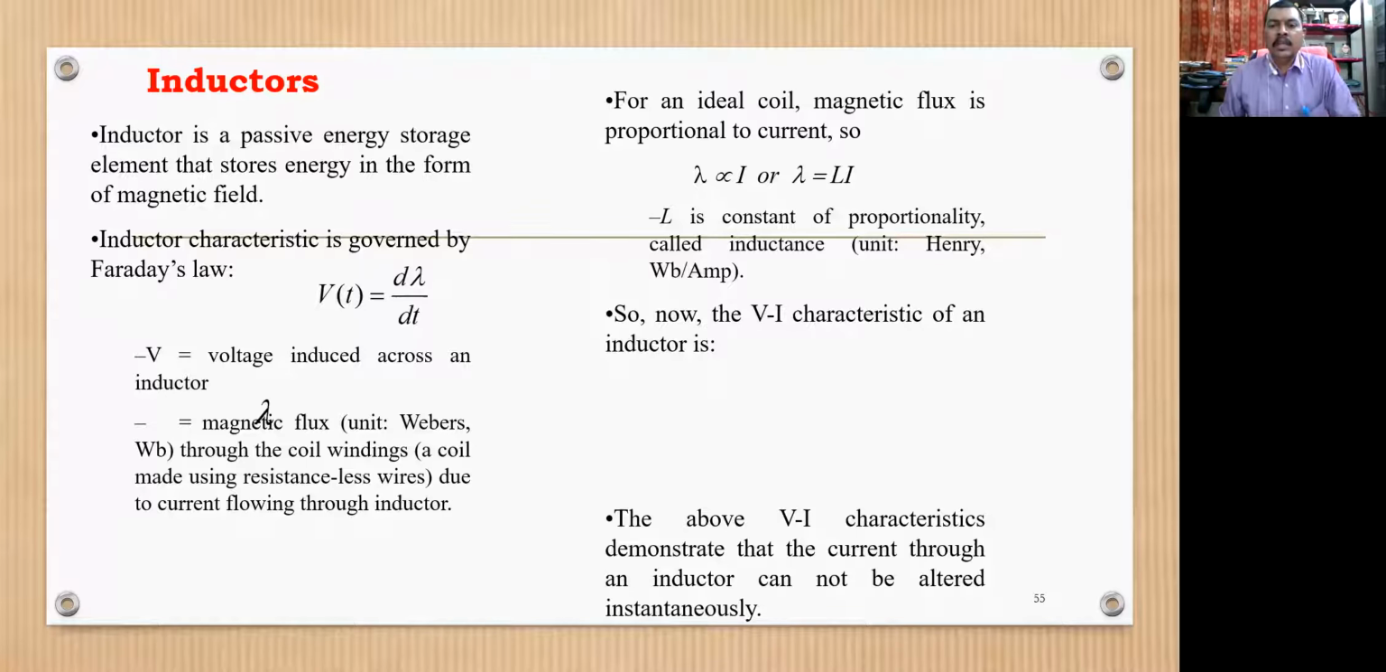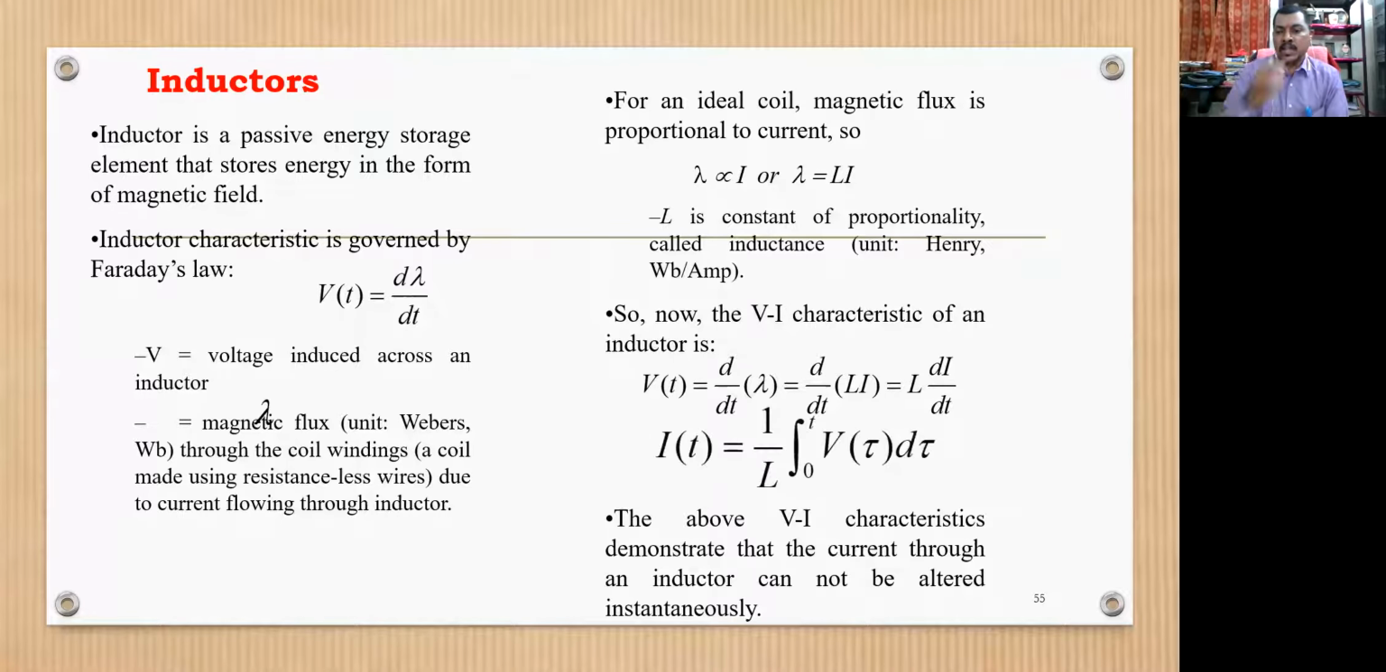So now the VI characteristics of an inductor can be written as V(t) = d/dt of λ, that is equal to d/dt of L·I. L is again a constant. So we can say that V(t) = L·di/dt, and that gives us I(t). If we integrate on both sides and shift it, we can solve it like I(t) = (1/L)∫₀ᵗ V(t) dt. The above VI characteristics demonstrate that the current through an inductor cannot be altered instantaneously.